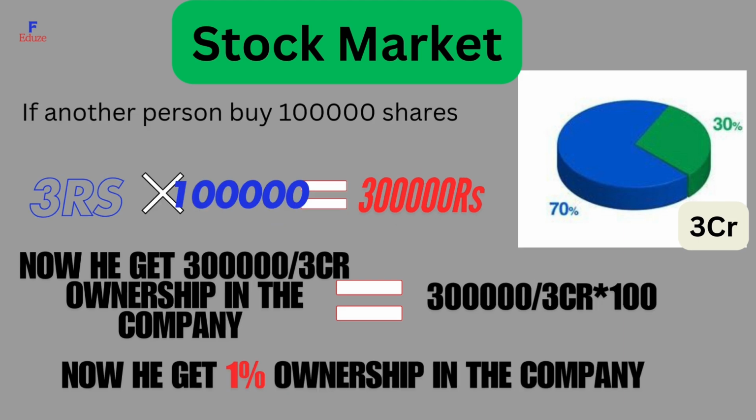Suppose another person holds 1 lakh shares. He pays 300,000 rupees to buy that number of shares. The company has a total of 1 crore shares. Out of that 1 crore, 30 lakhs can be bought by the public through the stock market. We have said that a person buys 1 lakh shares out of those 30 lakhs. Now he holds 1 lakh shares out of the total 1 crore shares. That means he holds 1% share of that company.